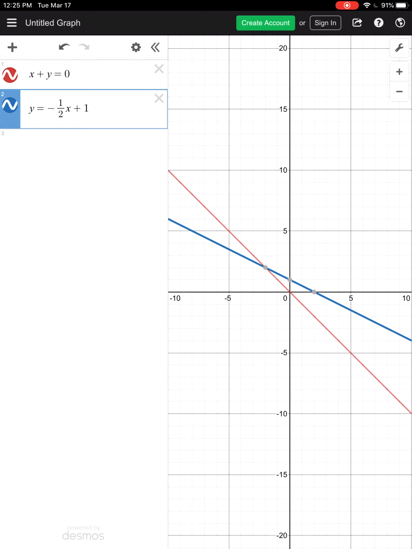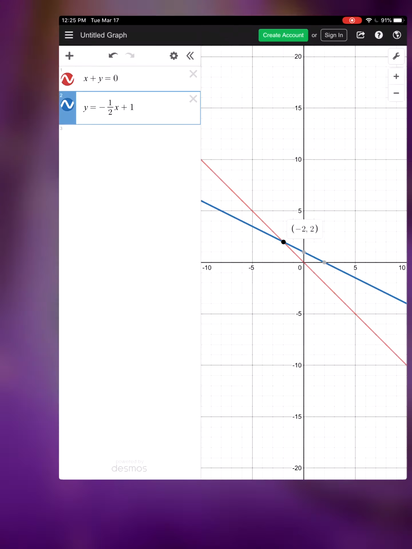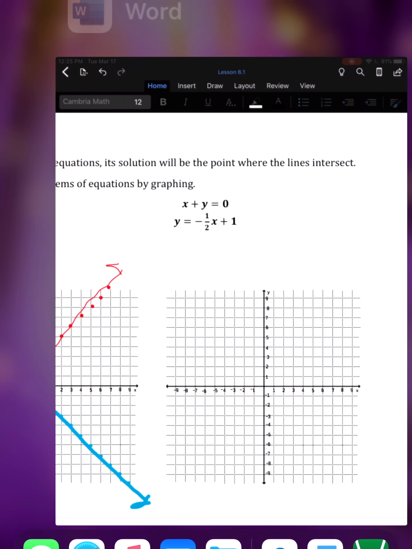And you can see as soon as we put that in, it's showing us a couple of different points. We care about the point where they intersect. And if you tap the screen, it'll tell you exactly where that is. So the solution to the second example is -2, 2.